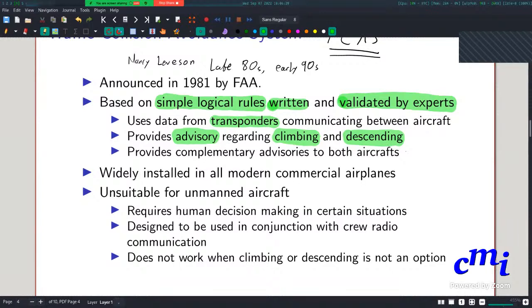Another interesting fact about the system is that it will provide complementary advisories to both aircraft. If you have a situation where two aircraft are approaching each other, and the system asks one aircraft to climb, then the system will definitely ask the other aircraft to descend. This is actually guaranteed within the system, and you won't have a situation where you end up asking both aircraft to climb and you still have a collision course. So this system already exists, it is validated and deployed, and it is being used in all commercial aircraft right now.